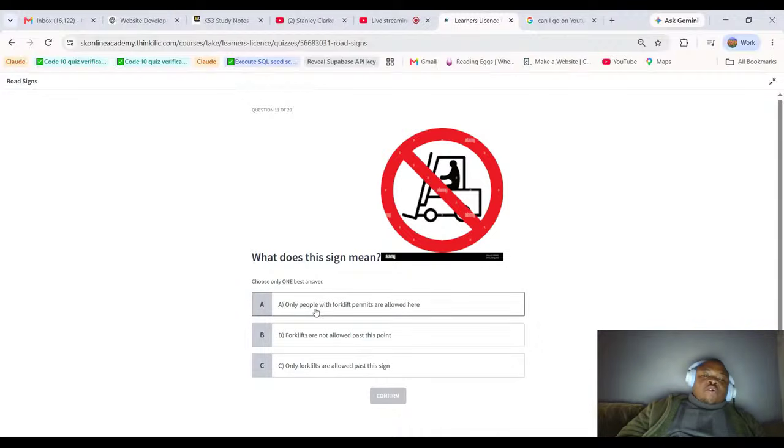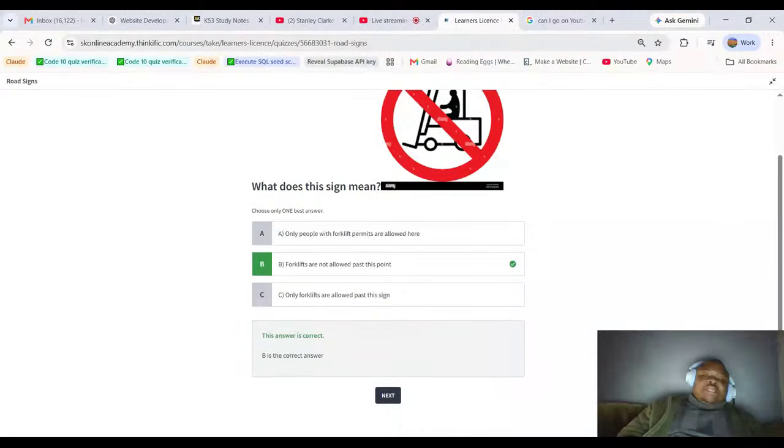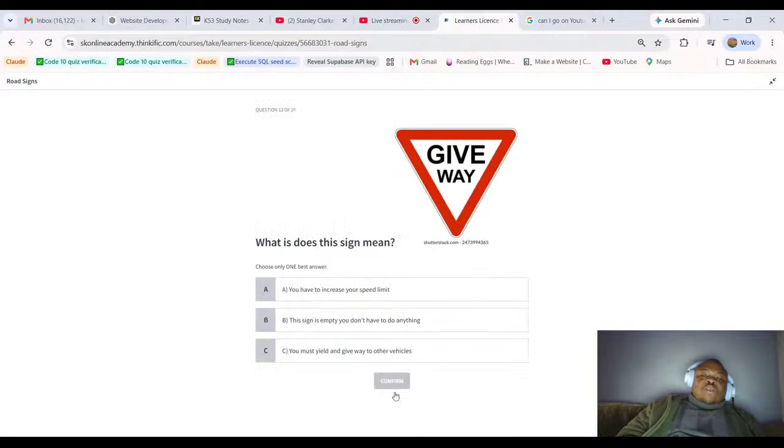And what does this sign mean? Is it A, only people with forklifts are allowed here? Or B, forklifts are not allowed past this sign? Or C, forklifts are allowed past this sign? What is the answer between A, B, and C? All right, B it is. And yes, B is indeed the correct answer. You are absolutely correct.